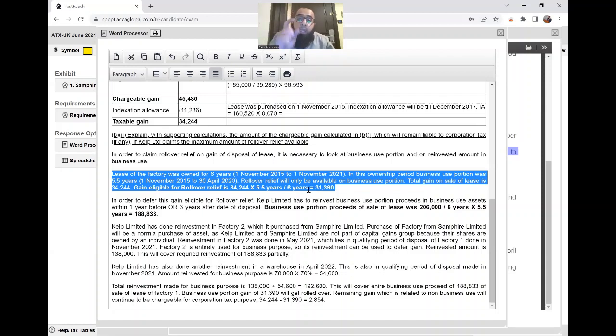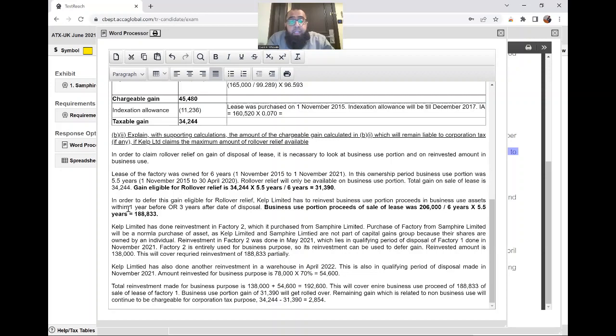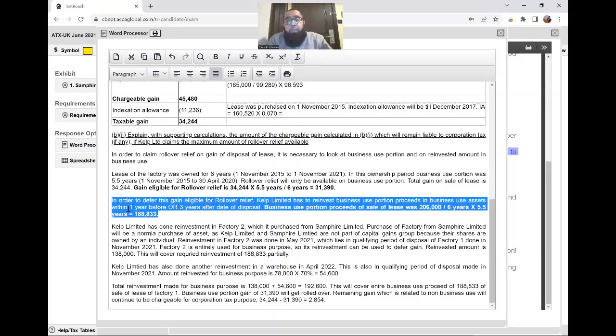That gives us 31390. Now, this gain can be deferred because this is what we say is related to business use. Now, obviously, we don't reinvest the gain, we reinvest the proceeds. So we need to look at the proceeds amount. In order to defer this gain, eligible for rollover relief, Calp Limited has to reinvest business use portion proceeds in business use assets within 1 year before or 3 years after.